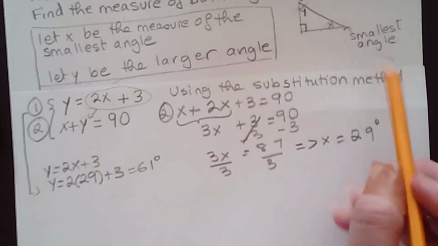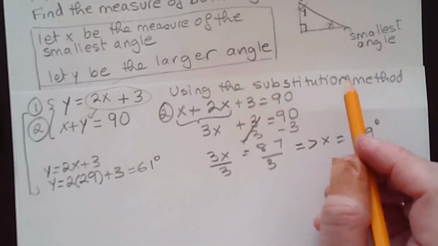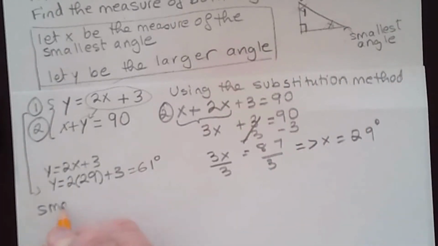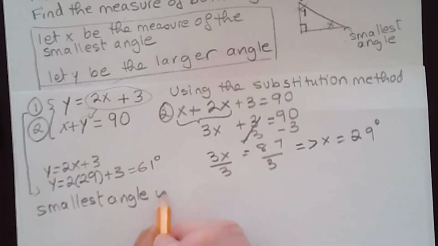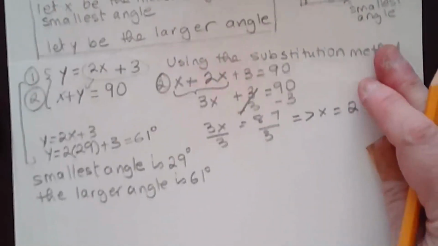The smallest angle is 29 degrees. The larger angle is 61 degrees, and the largest angle is 90 degrees. So the smallest angle, let me write it down, is 29 degrees. The other angle, or the larger angle, is 61 degrees. And keep in mind, they're not asking me for this, but if you want, you can write that the largest angle is 90 degrees also.